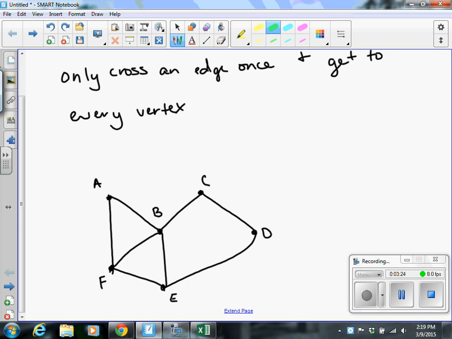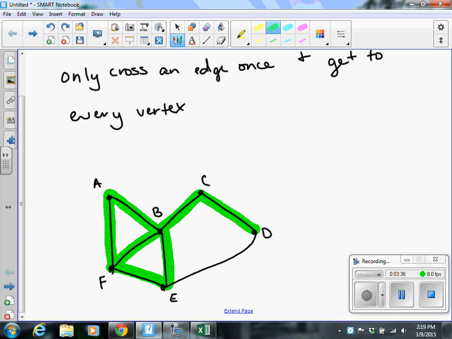Let's start at F. I'm going to go up to B. I'm going to go back down to F. I'm going to go to E, then up to B, to C, to D, then back to E. So in this one, I did in fact have an Euler path. I crossed every edge once. I went to a couple vertices a couple different times. Okay, so that would be considered an Euler path.